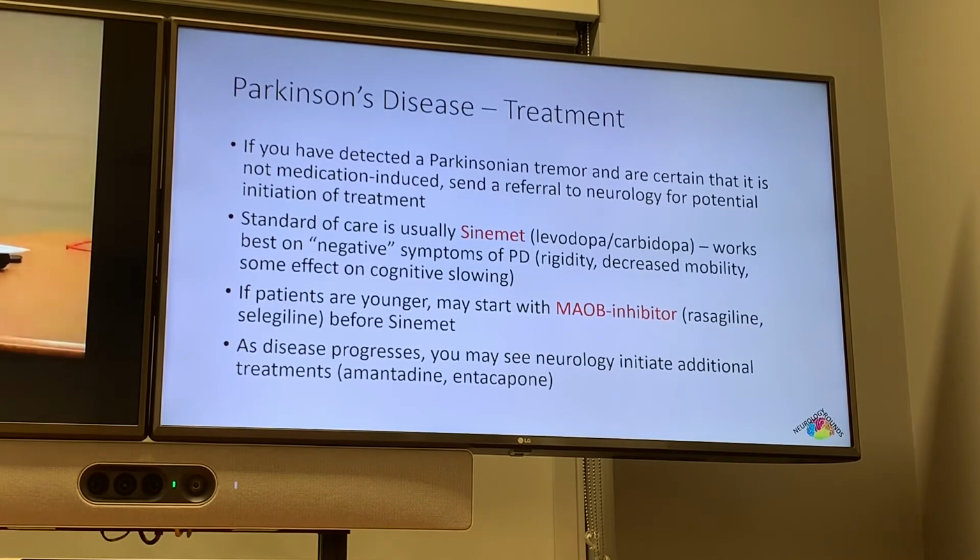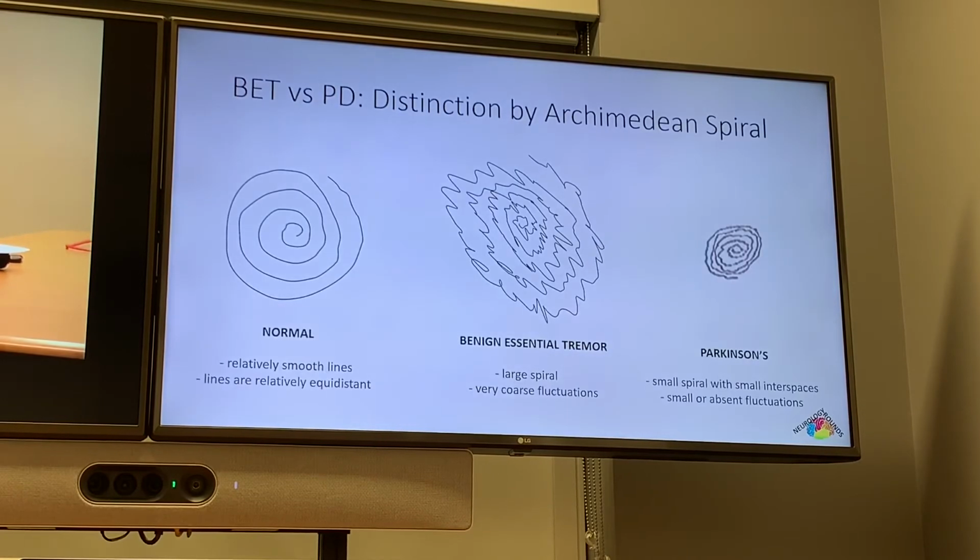Because benign essential tremor and Parkinson's disease are still fairly commonly confused, I wanted to give you a couple of clinical maneuvers you can make your patient do that are kind of fun to distinguish them. So one is to get them to draw an Archimedean spiral. You can see on the left, the normal one, this would be the one that you draw, should have relatively smooth lines if you don't have any kind of tremor, and the lines should be pretty equidistant from each other.